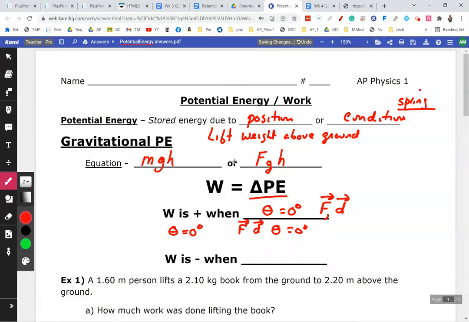When you bring that barbell down, you're doing work as well, but now the angle between the direction of the force and the direction of displacement is 180 degrees, so the barbell goes down. When you bring it down, your force is up, so work is negative because the cosine of 180 is -1, and over here the cosine of 0 degrees is just 1.